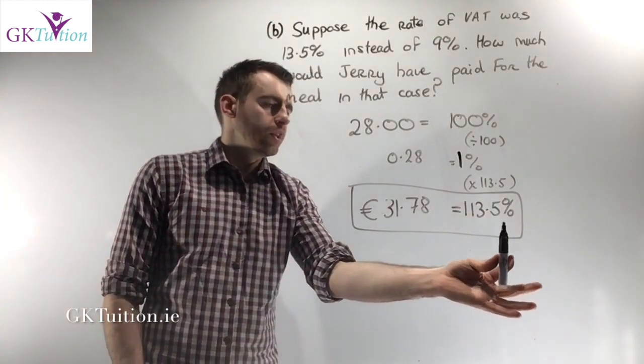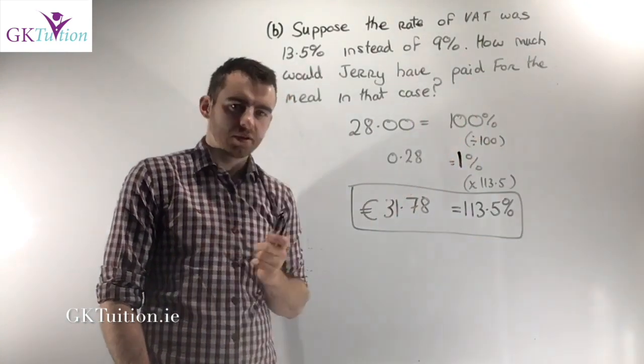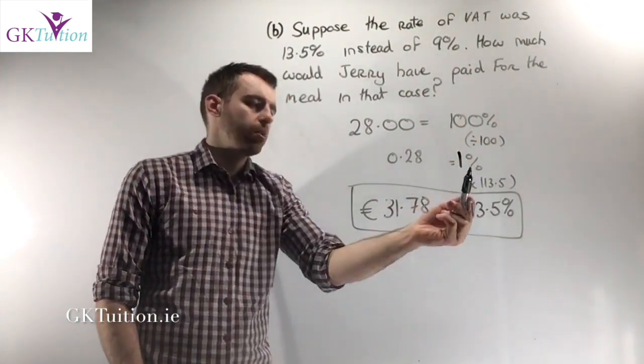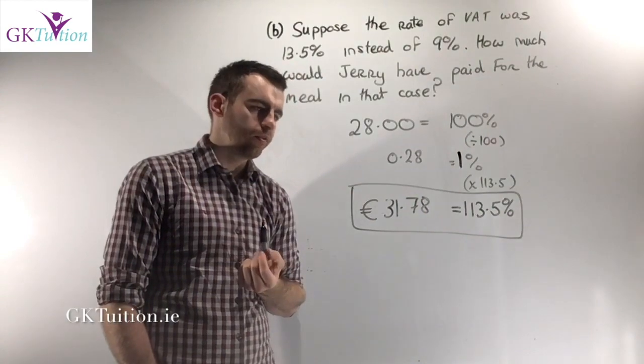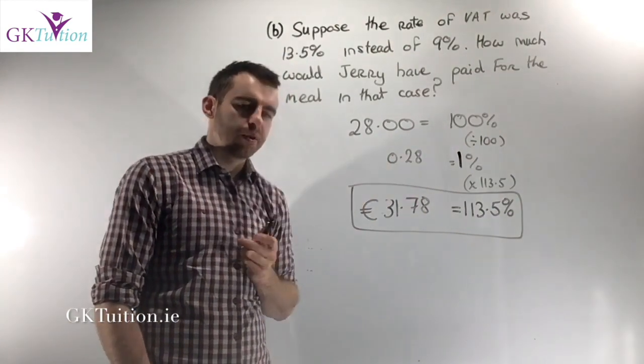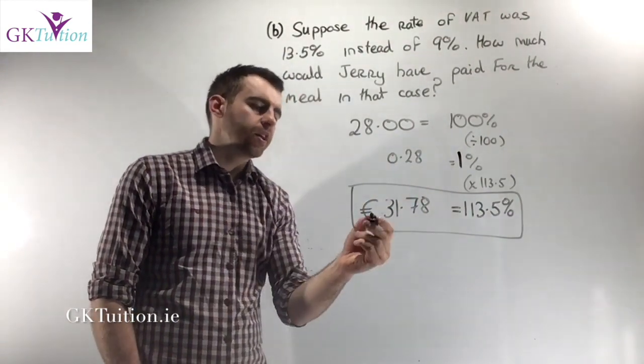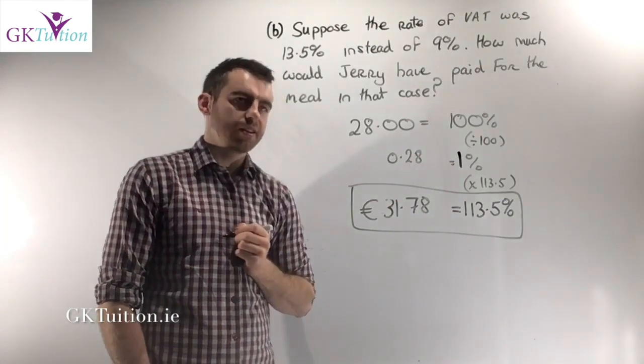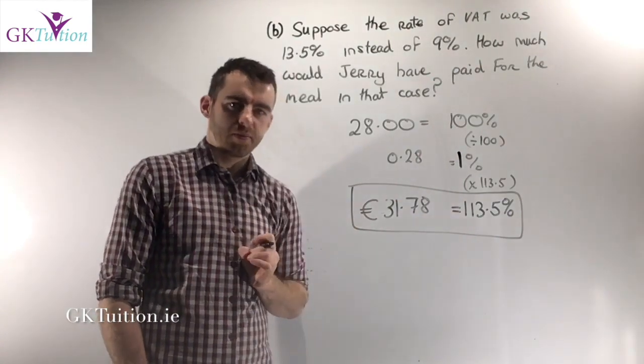And now if we're adding on 13.5% instead of 9%, that means we want to know what 113.5% of the original cost of the meal is. So you multiply both sides by 113.5. And 0.28 multiplied by 113.5 gives you €31.78. And that's your final answer for part B.